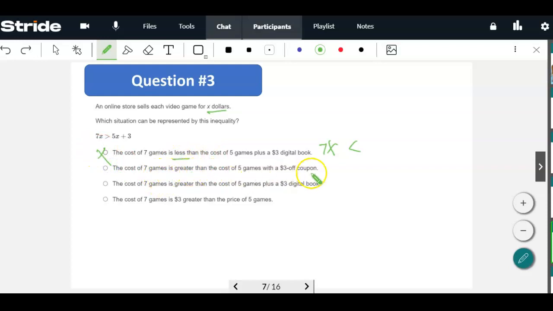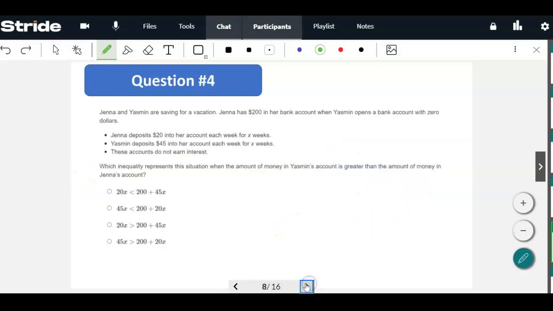The next one, the cost of 7 games is greater than the cost of 5 games plus a $3 off coupon. Okay, so the sign is correct, but then if you're taking $3 off, you're subtracting. This shows adding. That's not right. Next one, cost of 7 games is greater than the cost of 5 games plus the digital $3 book. That is correct. All right, we'll just do a couple more.